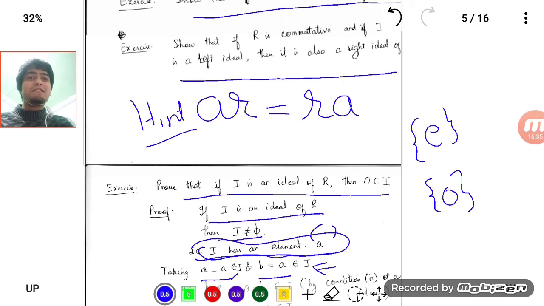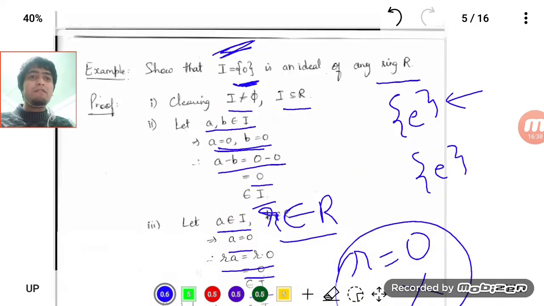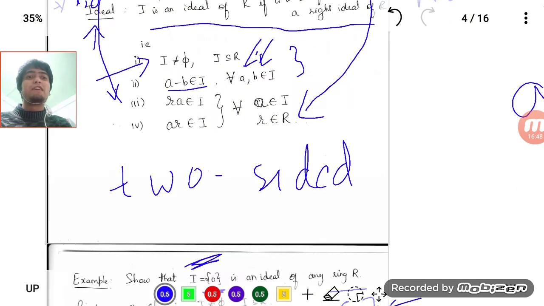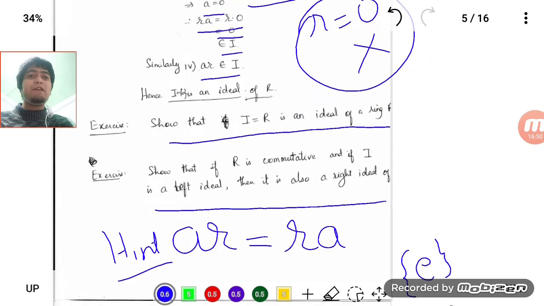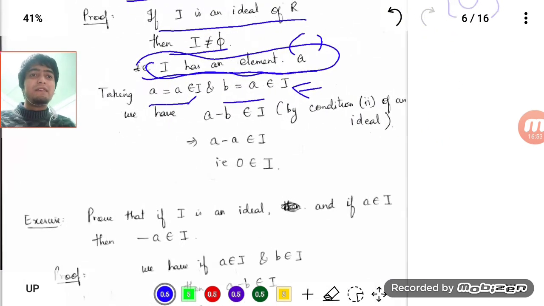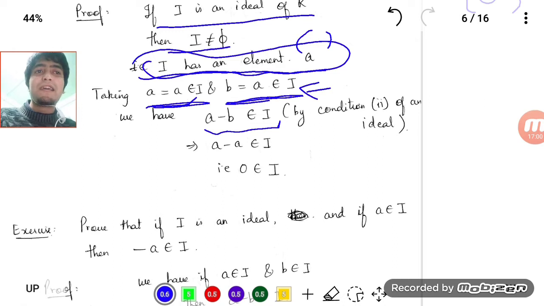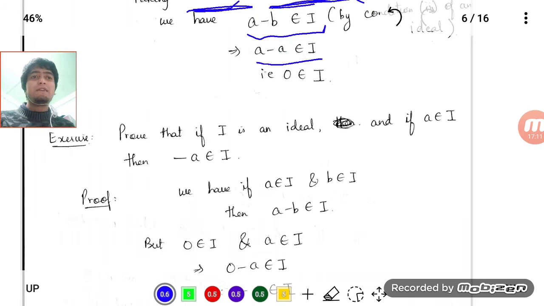By condition 2, let us see, what does it say? Condition 2 says that if A belongs to I and B belongs to I, then A minus B belongs to I. So that is what we are doing here. A belongs to I, B belongs to I, so A minus B belongs to I by condition 2 of an ideal. Hence, A minus A belongs to I because B equal to A. That is, 0 belongs to I. That is clear.